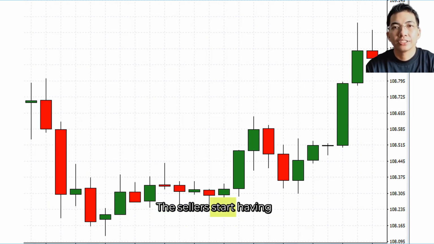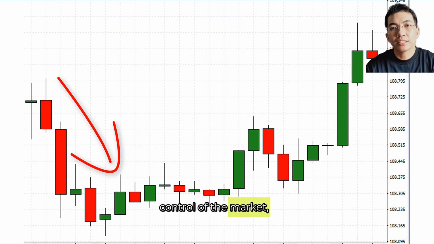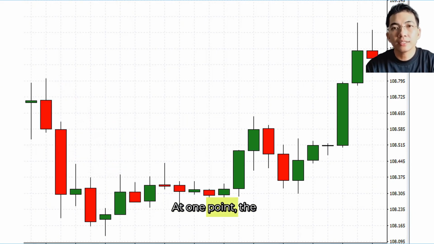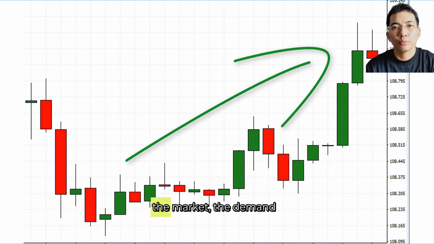That's exactly what we have said at the beginning about the hammer. The sellers start having control of the market, so the price is going down. At one point, the price becomes convenient for buyers to open their positions. So buyers step into the market, the demand increases, and the price goes higher.